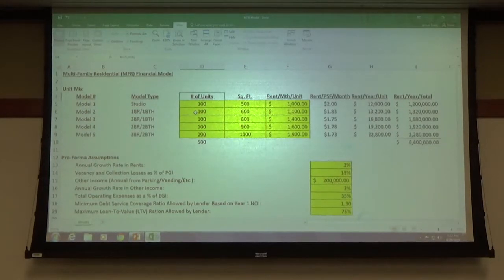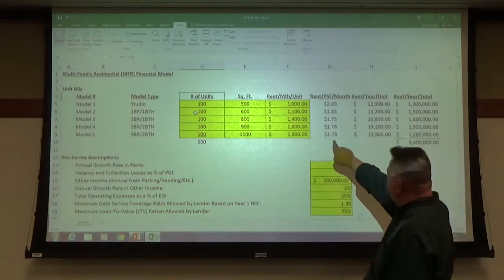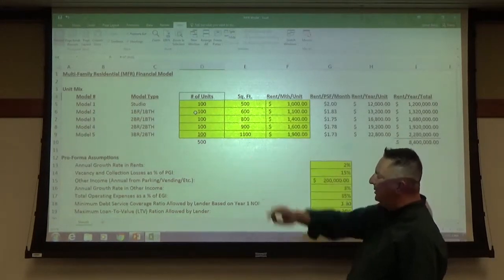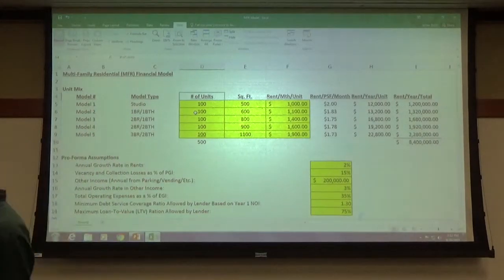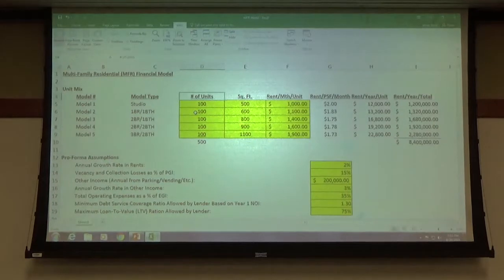Are you getting a bulk discount as a tenant? Not really. You sort of are, but not really. Why is it that the per square foot cost would typically be less for a 3-bedroom, 2-bath than it would be for a studio, on a per square foot basis? Sure.